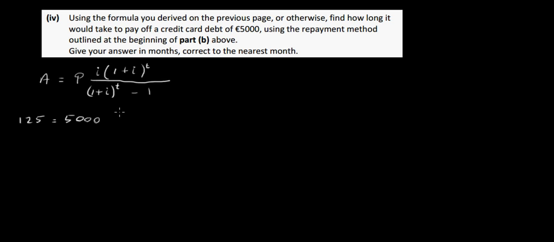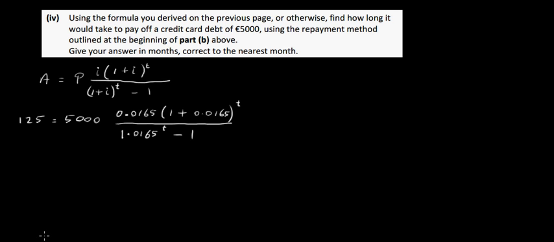So I is the interest rate as a decimal, so it's 0.0165. Here we've got 1 plus 0.0165, that's the power of T. T is what we've got to work out. Give your answer in months. So this is what we've got to work out. Underneath here you've got 1 plus I, so that's 1.0165 to the power of T minus 1.